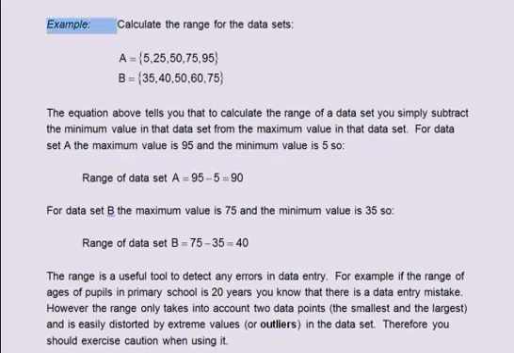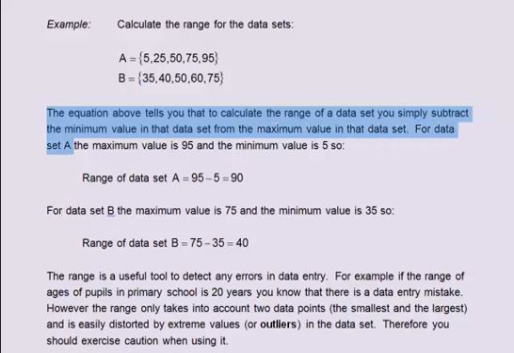Example: calculate the range for the datasets A equals 5, 25, 50, 75, 95, B equals 35, 40, 50, 60, 75. The equation above tells you that, to calculate the range of a dataset, you simply subtract the minimum value in the dataset from the maximum value in that dataset.